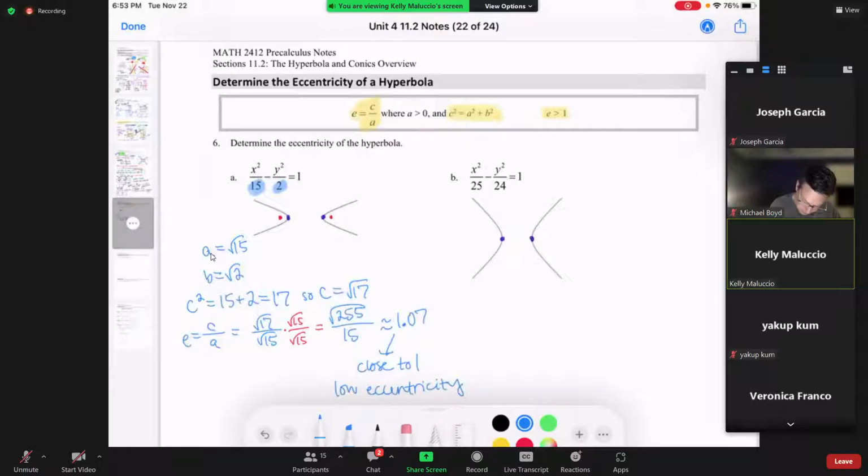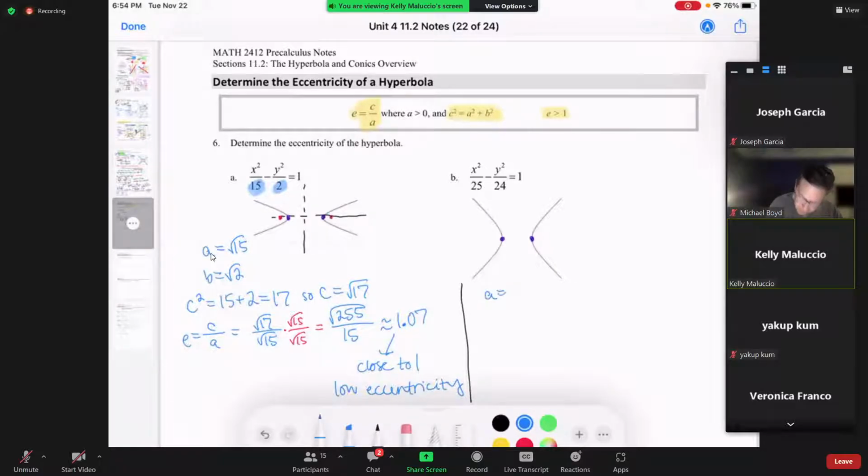You can think of it as low because, if we're looking back at the graph, the distance here is a little bit smaller. Now you can imagine that in this next example, the distance here is a lot bigger. And so maybe we'll get a bigger eccentricity here. Okay, so let's take a look.